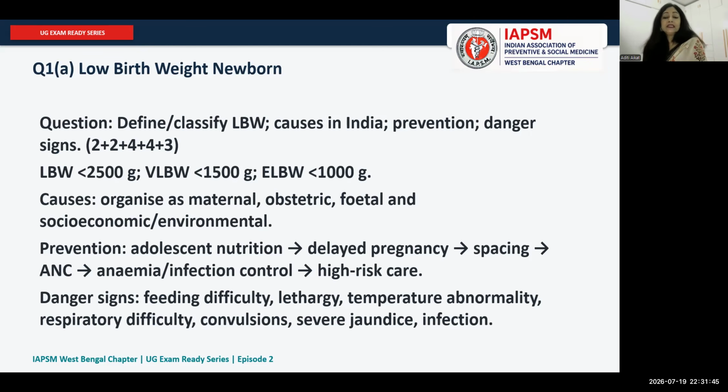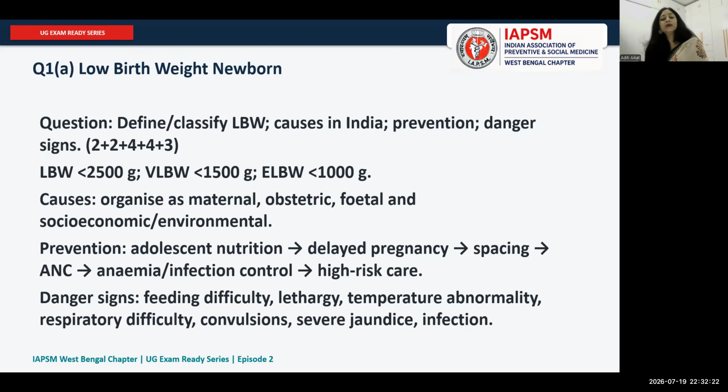Now, the first question in paper 2 that I'm going to discuss today is about define or classify LBW, the causes in India, prevention, and the danger signs. Do remember the cutoff value, 2,500 grams. And regarding the classification, usually that we adopt is LBW less than 2,500 grams, very low birth weight, that is less than 1,500 grams, and extremely low birth weight, that is less than 1,000 grams.